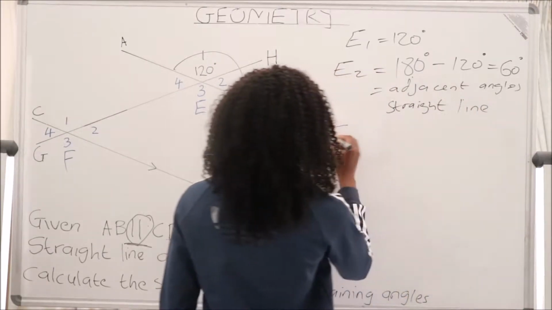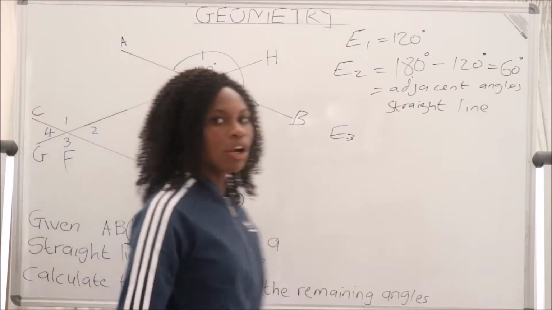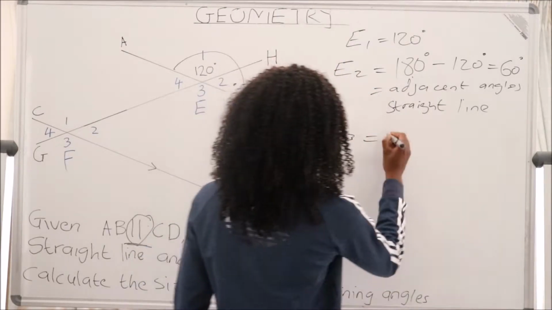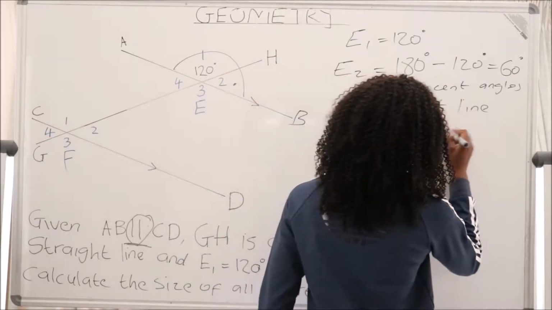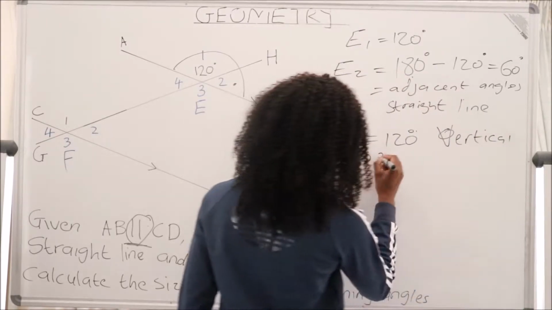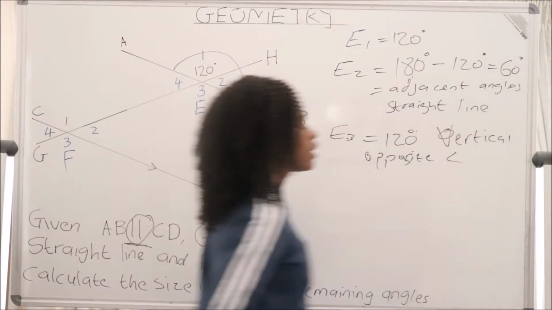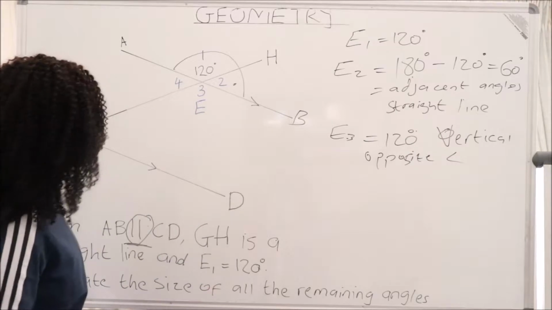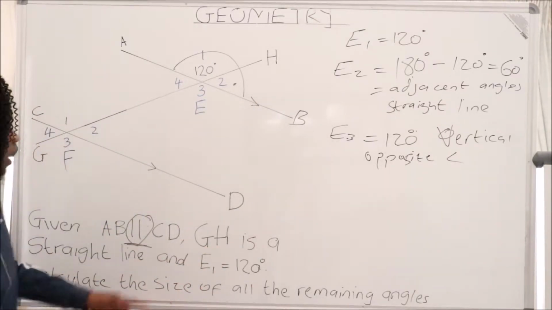All right. Then to get the value of E3, remember about vertically opposite angles in geometry, that they are equal. So E3 is equal to 120 degrees, and the reason why it's 120 degrees is vertically opposite angles. But that is not the only way to find the value of E3 there. What we can also do is to say that GH is a straight line, as they have mentioned here.